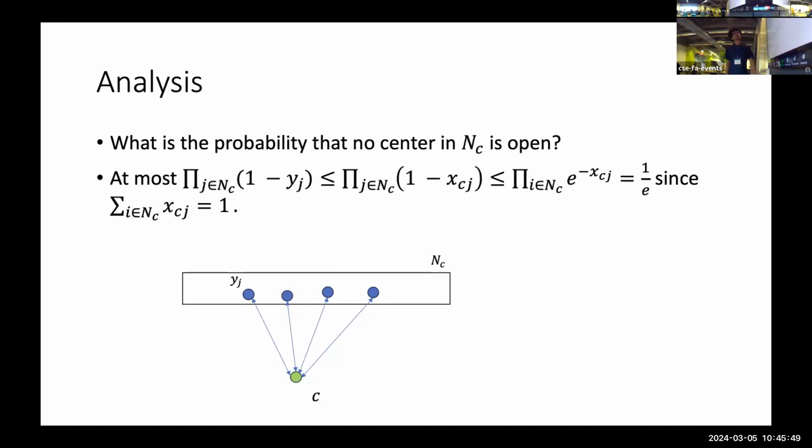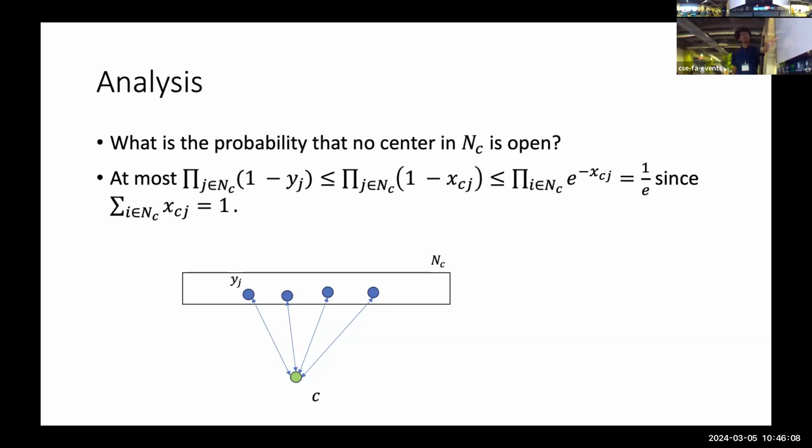That is at most this quantity. If you look at any center Yj, the probability that it's open is Yj. So the probability that it's closed is 1 minus Yj. And the probability that none of these things are open is at most the product of all these 1 minus Yj's. If they were in the same cluster, it's even going to be better for this client.